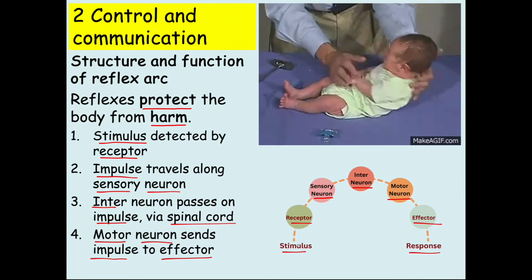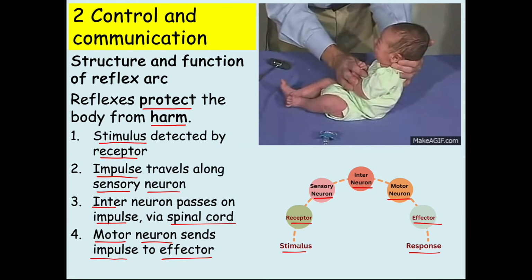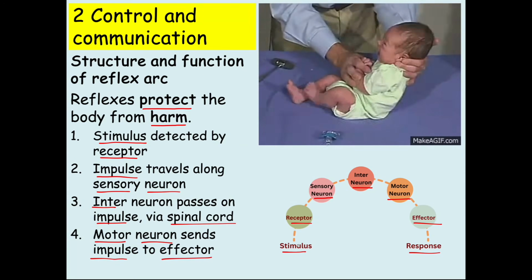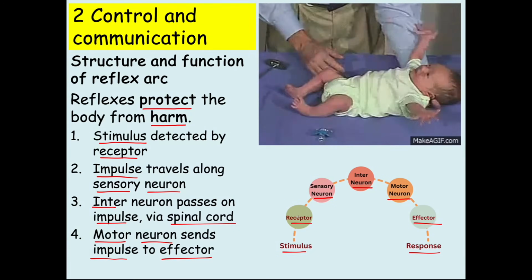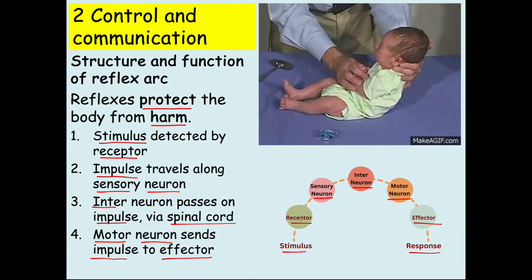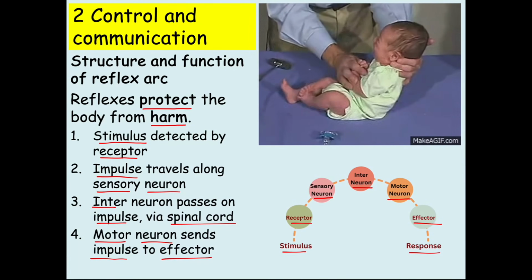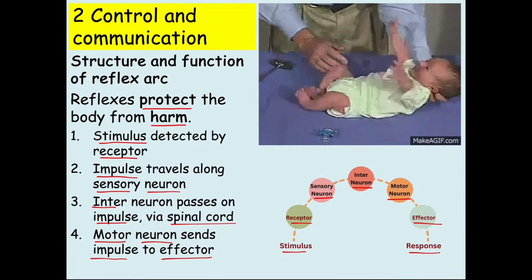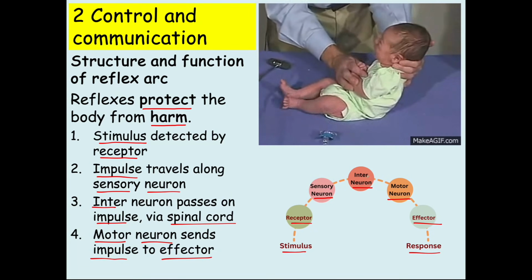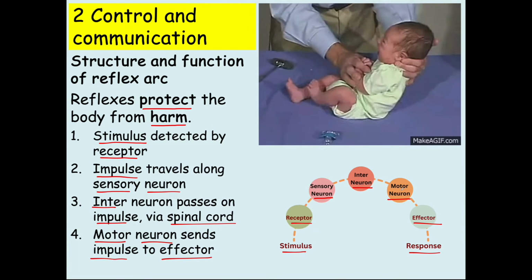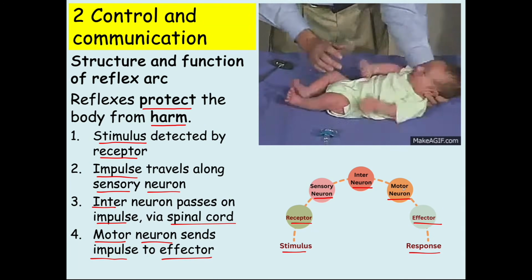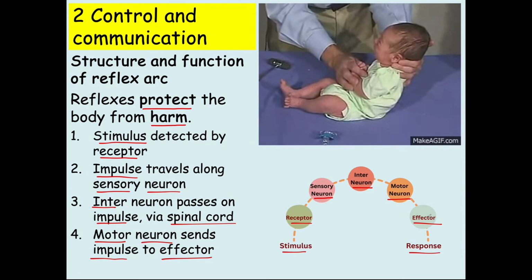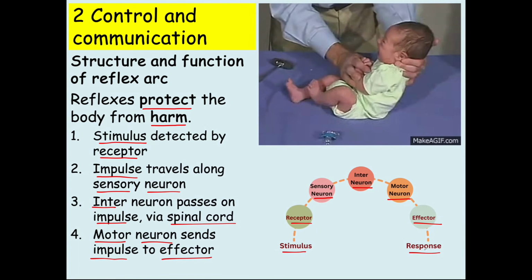So we've got a stimulus that could be light, it could be heat, it could be a noise, it could be anything. That is received by receptors that are found in our sense organs, okay? Those then allow the sensory neuron to fire an impulse, which travels all the way along to the interneuron, which then gets passed via the spinal cord to the motor neuron, which then sends a final impulse to the effector, which then carries out an appropriate response.